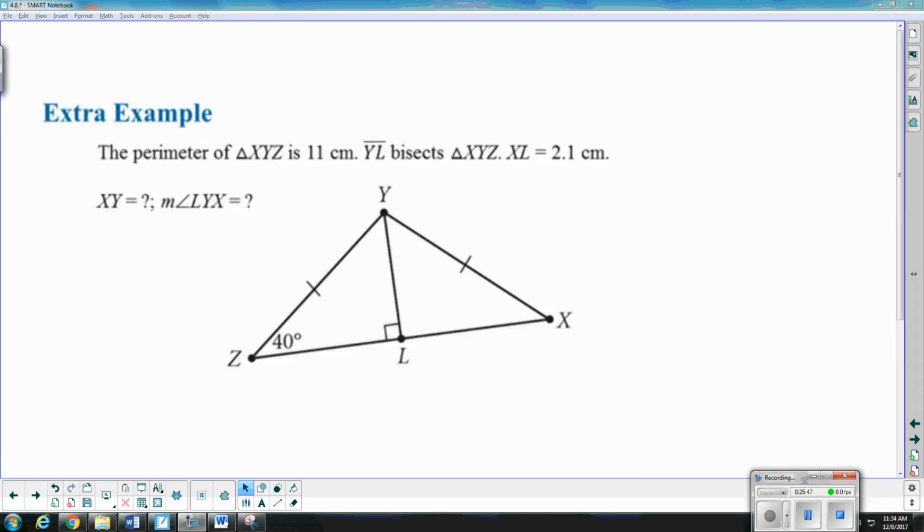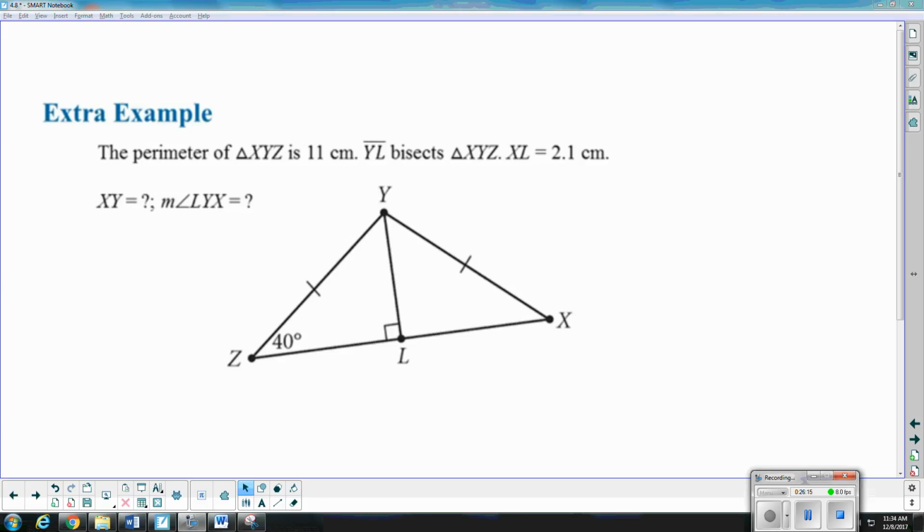All right, and then let's look at this last extra example. I know this video is getting kind of long, but we split this lesson up into 2 different classes, and it's going to be one long video. So in this extra example, we know that the perimeter of the triangle is 11 centimeters. Just so you remember your definition, perimeter is the sum of all 3 sides of the triangle.